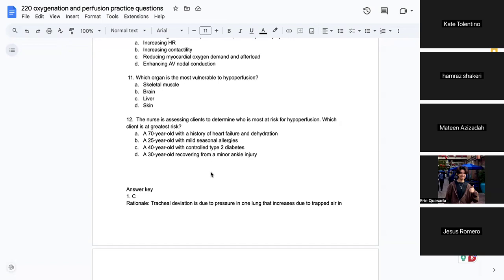Alrighty, our last question. The nurse is assessing clients to determine who is most at risk for hypoperfusion. Which client is at greatest risk? A, a 70-year-old with a history of heart failure and dehydration. B, a 25-year-old with mild seasonal allergies. C, a 40-year-old with controlled type 2 diabetes. Or D, a 30-year-old recovering from a minor ankle injury.